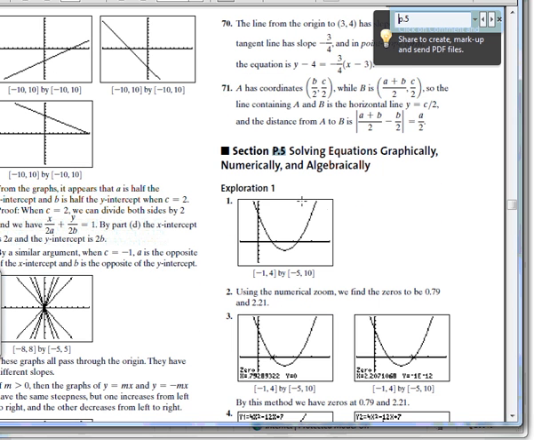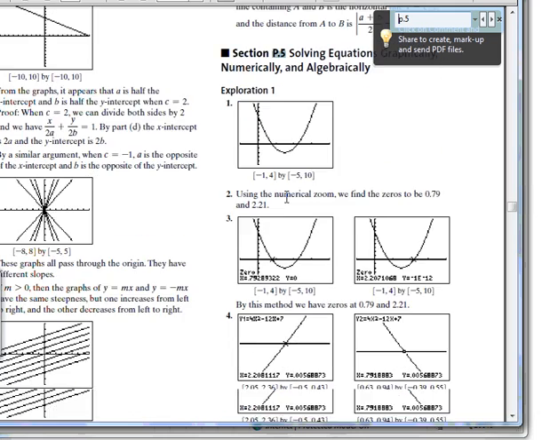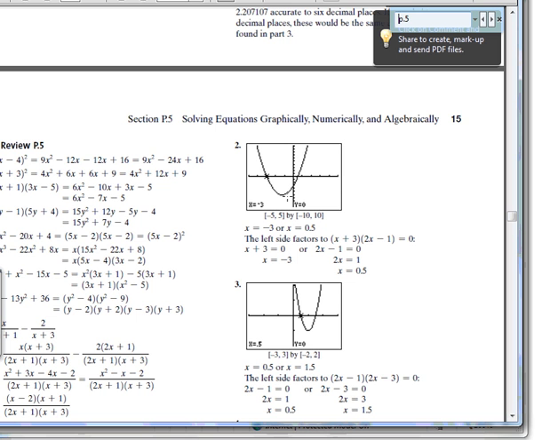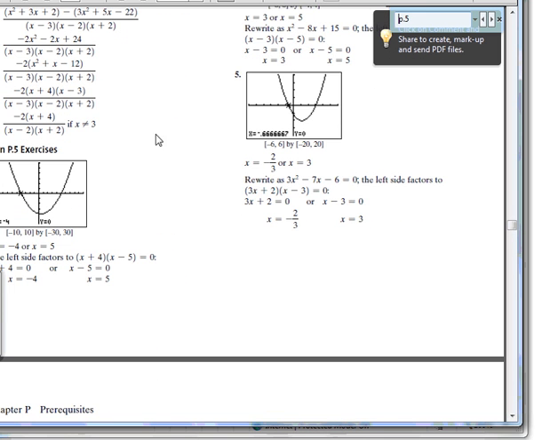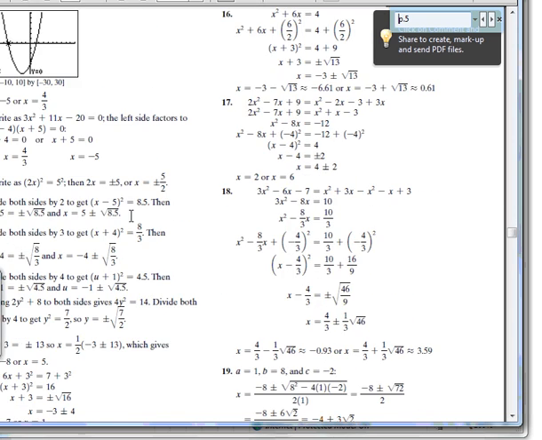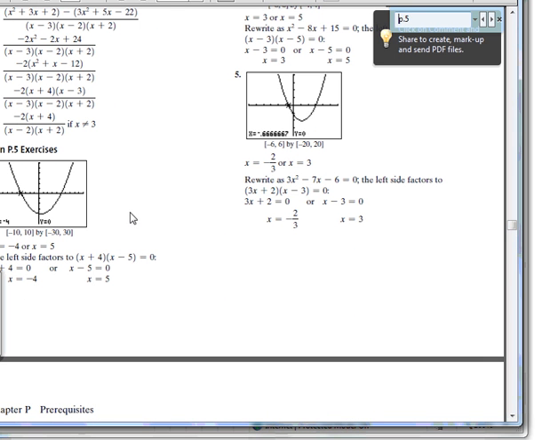The first questions are exploration questions. That's not what I assigned. Scroll down. The next questions are review questions. That's not what I assigned. Scroll down. And now I finally get to it right here, the P5 exercises. There's number 1 and so on, and you can see all your answers that you will need for this section.